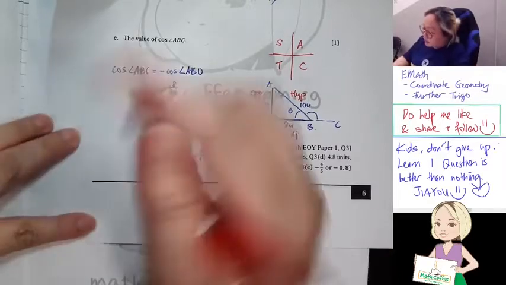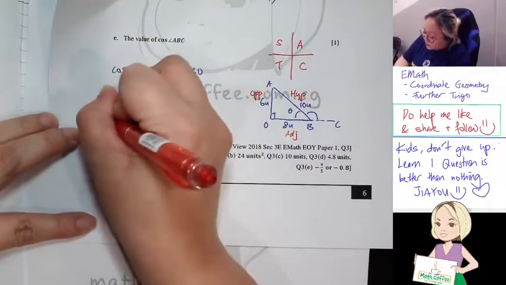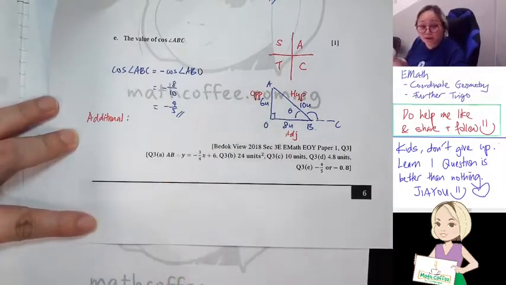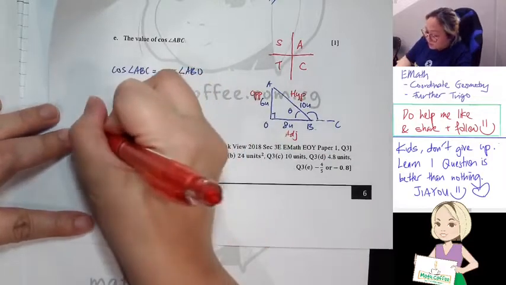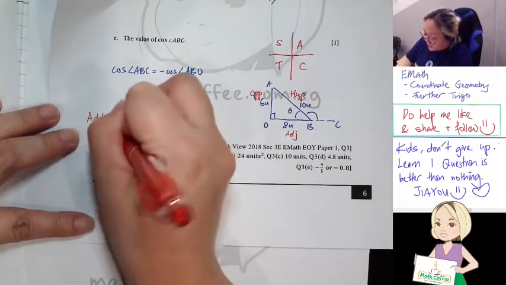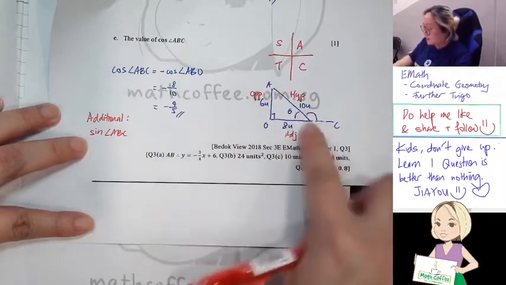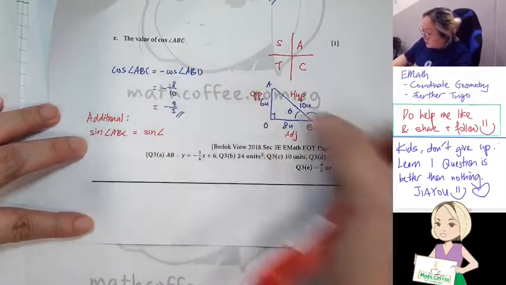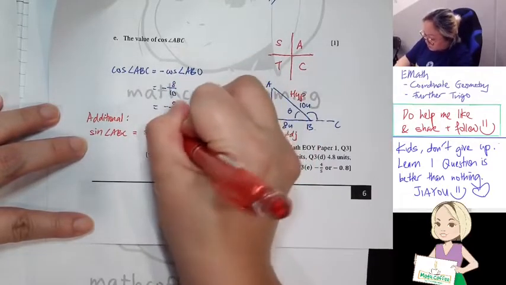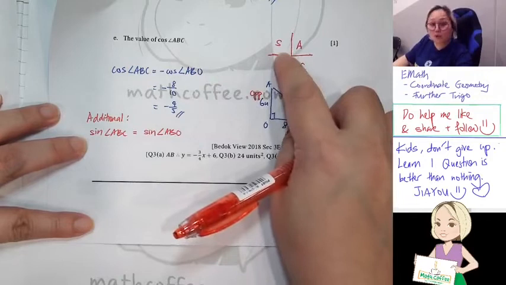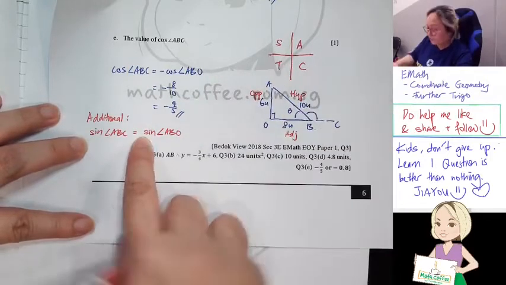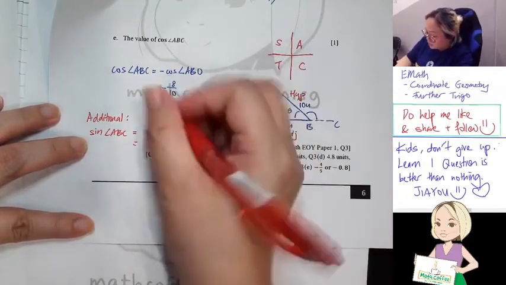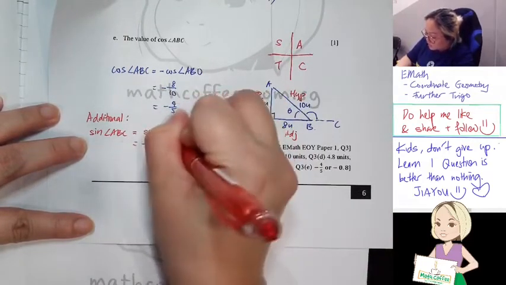Okay, so negative 4 over 5. Let me do some optional additional questions. In case it comes out like just now when the student asked what if it's sine? If they ask for sine angle ABC, again ABC is obtuse. So it is equal to sine angle ABO. Because in the second quadrant sine is positive, I do not need to put a minus there. So that means it's equal to O over H. So it's 6 over 10, which is 3/5. And you're done.